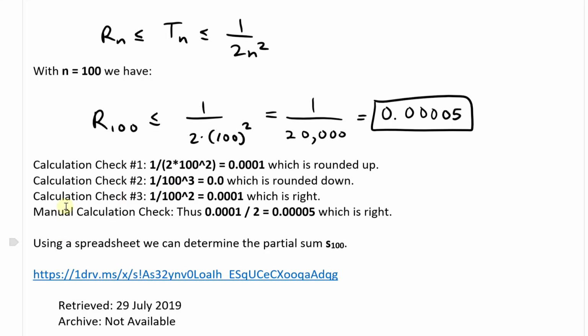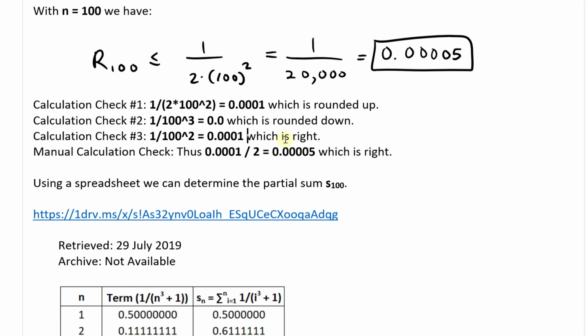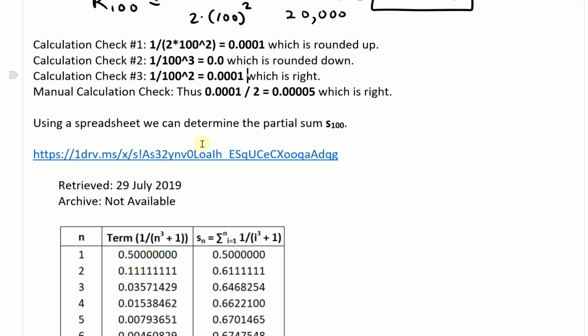So going further, what I did here is 1 divided by 100 squared, and this one's going to be correct, so it's exactly what I had there. The 3 zeros, because you're moving the decimal places 4 times, 1, 2, 3, and 4, is correct here. Manual calculation check as I just did there: 0.0001 divided by 2 equals 4 zeros and a 5, which is right. Anyways, I just wanted to do that with OneNote, just because I want to.